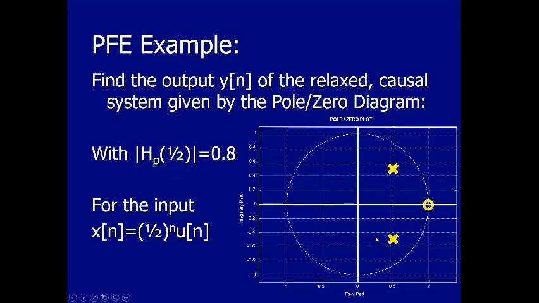And in order to find my H of z completely, I need to know the poles and zeros, but I also need to know a gain, something that's going to tell me about the gain of the system. And that's what this comment is for. It says the frequency response of this system at a digital frequency of 1/2 cycles per sample has a magnitude of 0.8. I can use that to solve for any unknown coefficients out in front.